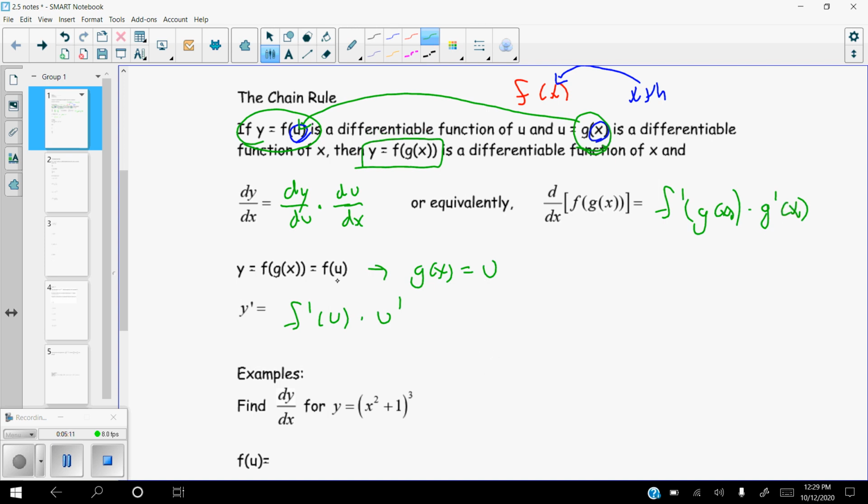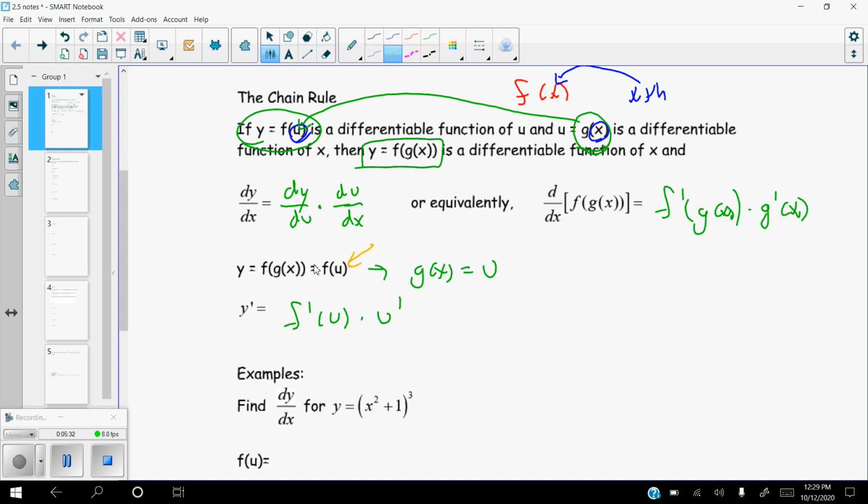So again, from this notation right here, if I was taking the derivative of f of u, it's f prime of u, so the derivative of f first, keep the u inside, and then multiplied by the derivative of the inside of that thing, which is u. Okay, so let's go ahead and see how this works.